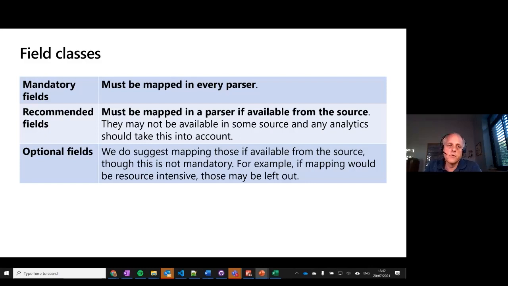Recommended fields are things that we recommend to have in each parser, but some sources may not have them. Therefore, analysts can assume they are there, but if you write analytics, you need to write them to check if the value is there, and handle the case differently if it's not. And then there are many optional fields. The schemas tend to be long. Don't assume that all information is available there.